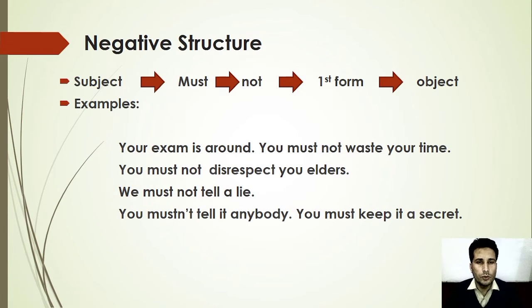Negative structure. How to use must in a negative structure? So we have the subject, then we have must, then not. Okay, so we do not introduce any other word except not, and then first form, and then the object. For example, your exam is around, you must not waste your time.